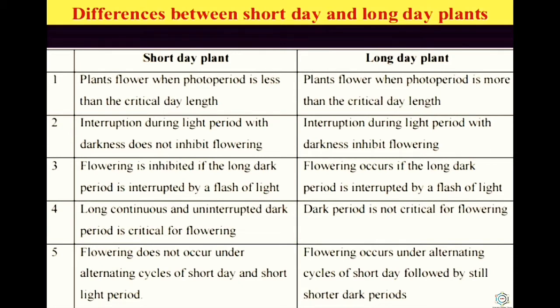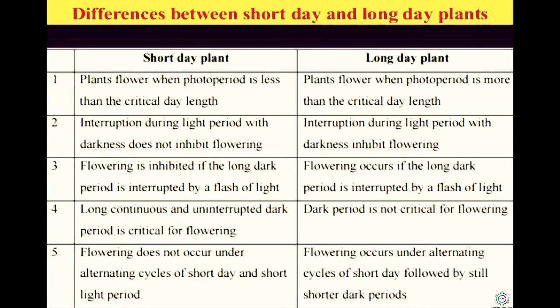In short day plants, flowering is inhibited if the long dark period is interrupted by a flash of light, while in long day plants, flowering occurs if the long dark period is interrupted by a flash of light. In short day plants, a long continuous and uninterrupted dark period is critical for flowering, while in long day plants, the dark period is not critical for flowering.